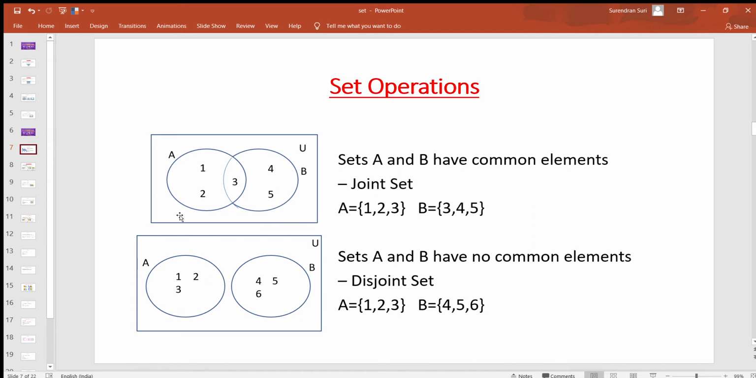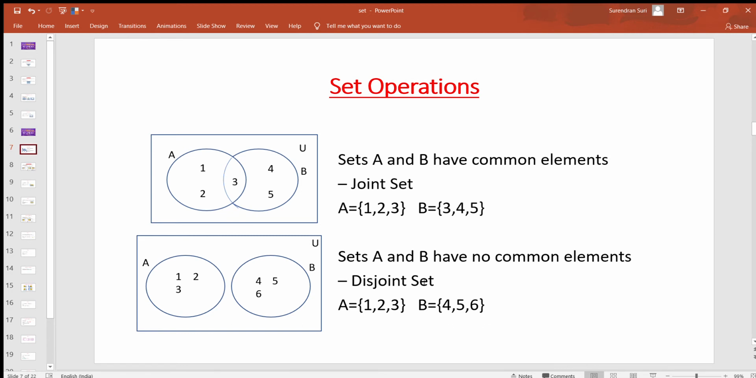We represent the joint sets by the following Venn diagram, where we have two circles which overlap each other, and the common element, that is 3, is placed in the intersection of the two sets. In set A we have the elements 1, 2, and in B we have 4 and 5. Next we will see what a disjoint set is.